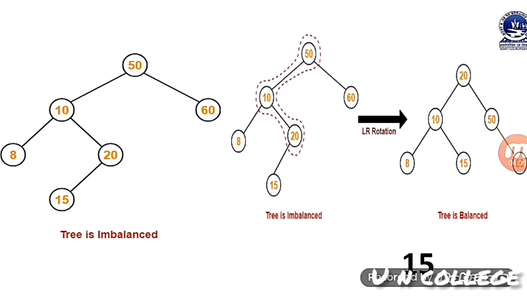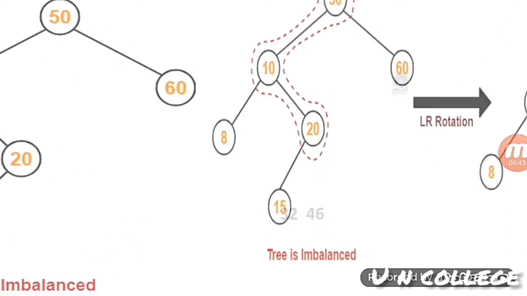How? We find all the nodes which are creating the imbalance, and here the nodes are 20, 10, 50, and we convert the tree by applying LR rotation. Now the tree will have 20 at the root, then 10 and 50 as the left child and right child, then 10 has 8 as the left child and 15 as the right child, then 60 is the right child of 50. In this way the tree is balanced.